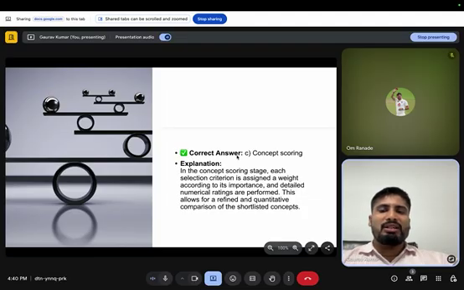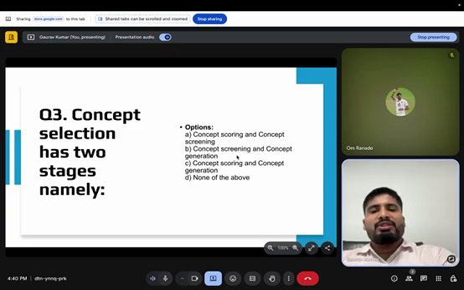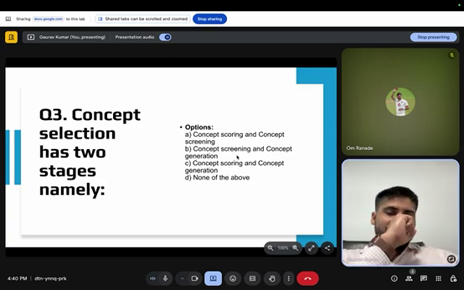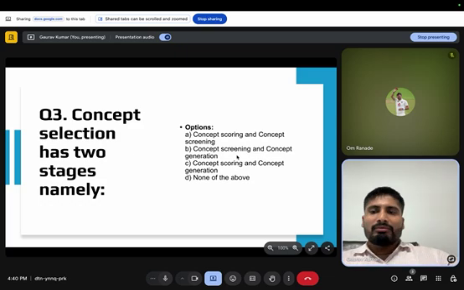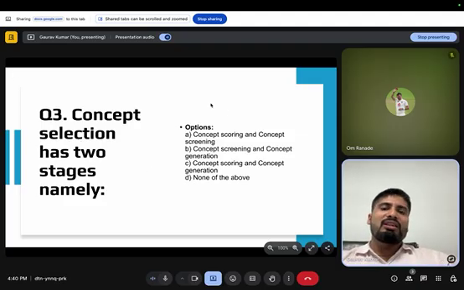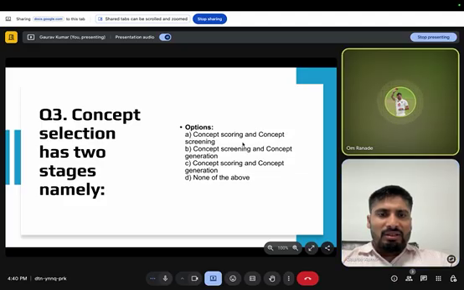Now moving towards the next question. Our next question is question number 3. Concept selection has two stages, namely concept scoring and concept screening, concept screening and concept generation, or concept scoring and concept generation. Am I repeating it or what? Option A, concept scoring and concept screening.